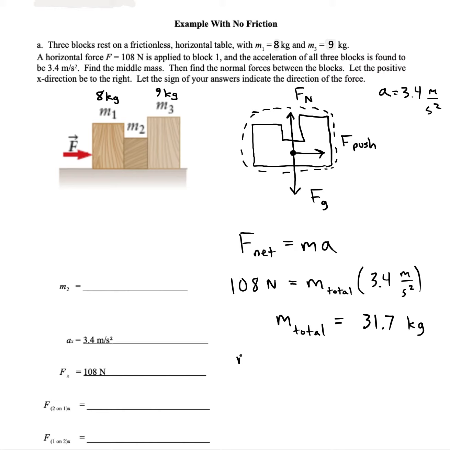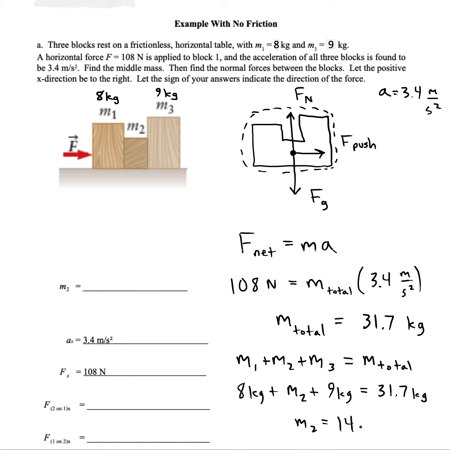Alright, now we could use the idea that M1 plus M2 plus M3 is how we get the total mass. So we could certainly plug in to find M2. M2 is 14.8 kilograms.